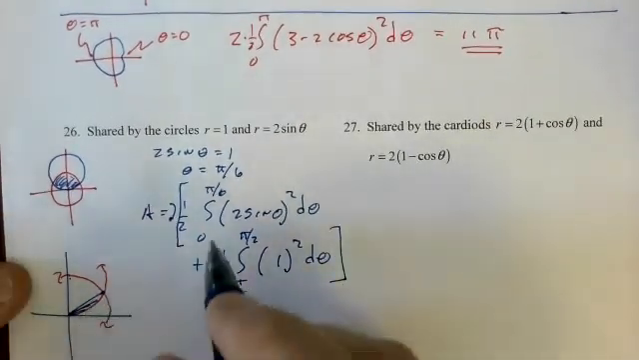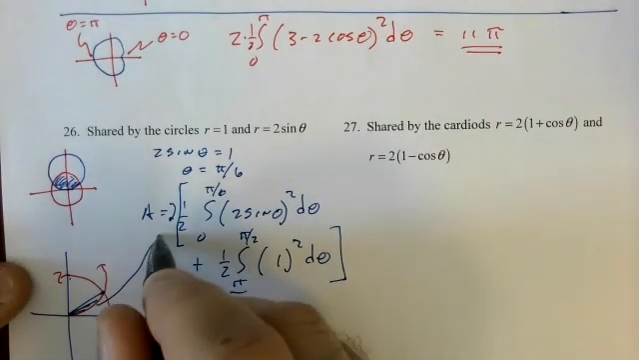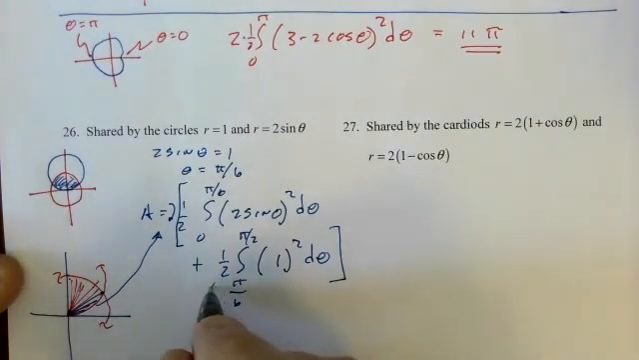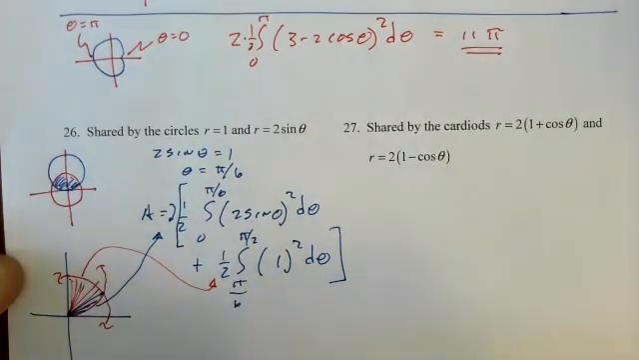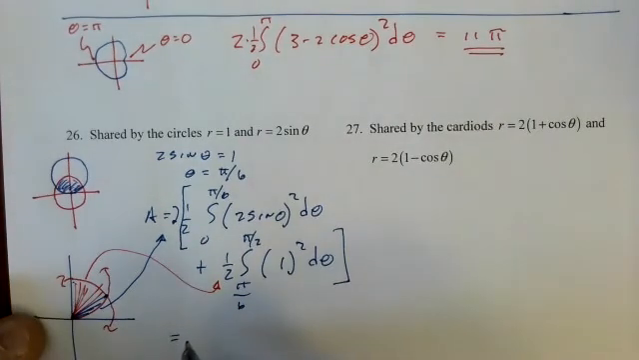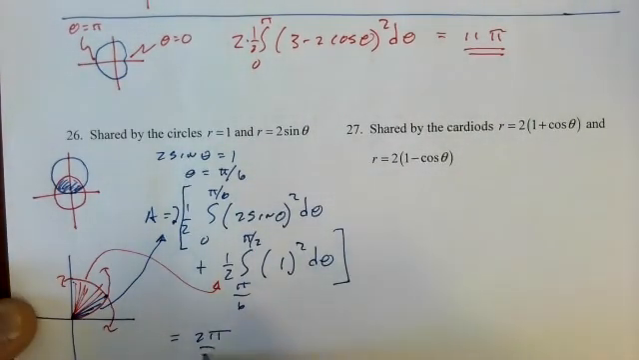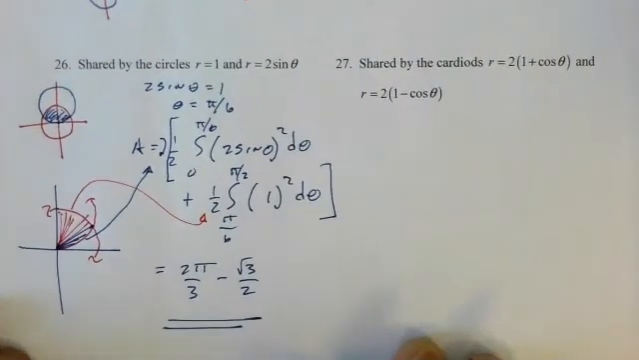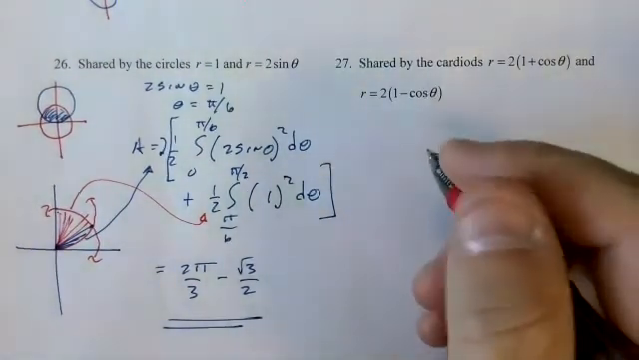All right, so this is right there. This is right there. And like I said, when we're done, we multiply it all by 2. If you blast this out, and again, there's all sorts of math I could do here, you should get 2 pi over 3 minus root 3 over 2. Sorry about that. All right, another one, shared by the cardioids.